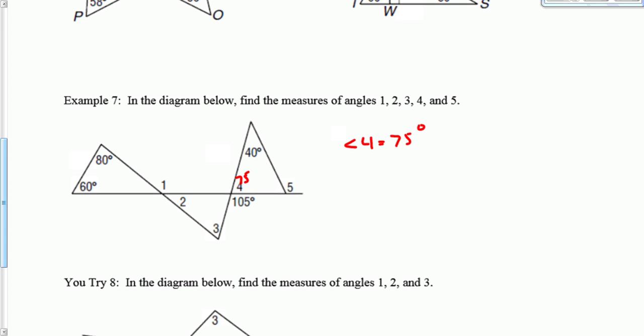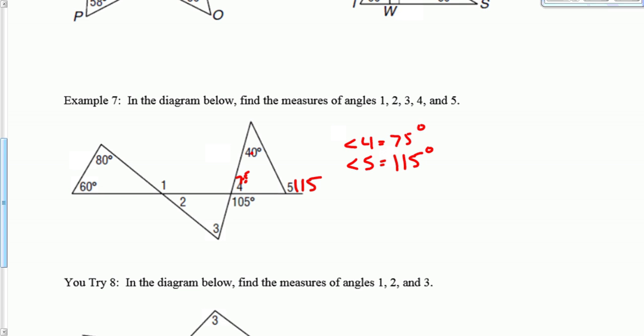Okay, well, angle 5 now. These two together add up to 115, so that means angle 5 has to be 115, using the 2 remote interior angles add up to the exterior angle. All right, 2 down, a couple more to go.